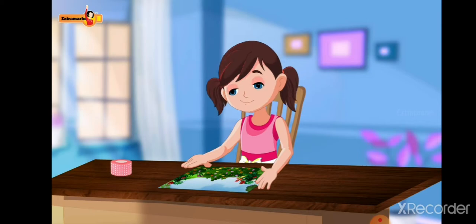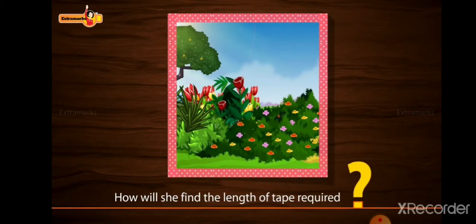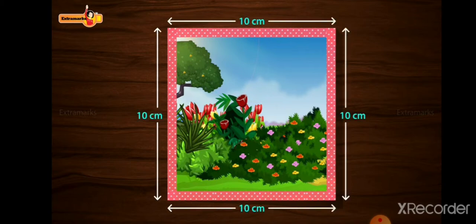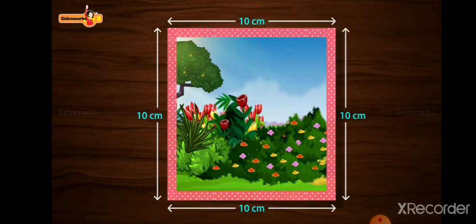Now look at this painting. It is in the shape of a square. Maria wants to paste a colorful tape around it. She doesn't know the length of tape required. How will she find it? The side of this painting is 10 centimeters. She has to calculate the perimeter of this painting to find the length of the tape.